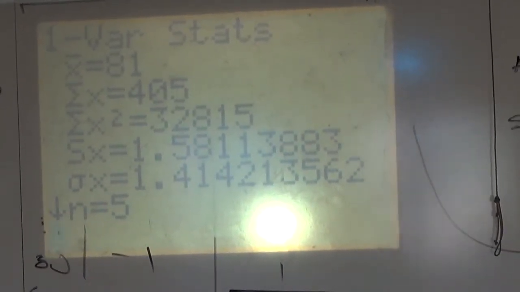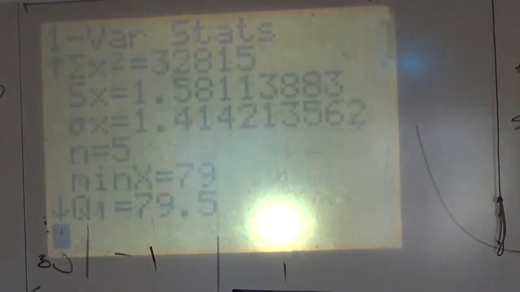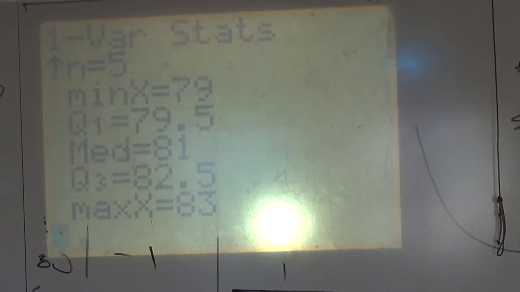There's my phone. Now scroll down. It gives you a few other things. The numbers down here are called the 5-number summary. We'll come back to that on Wednesday. I promise you on Wednesday we'll come back to that. It gives you the min value of 79. It gives you the median of 81.